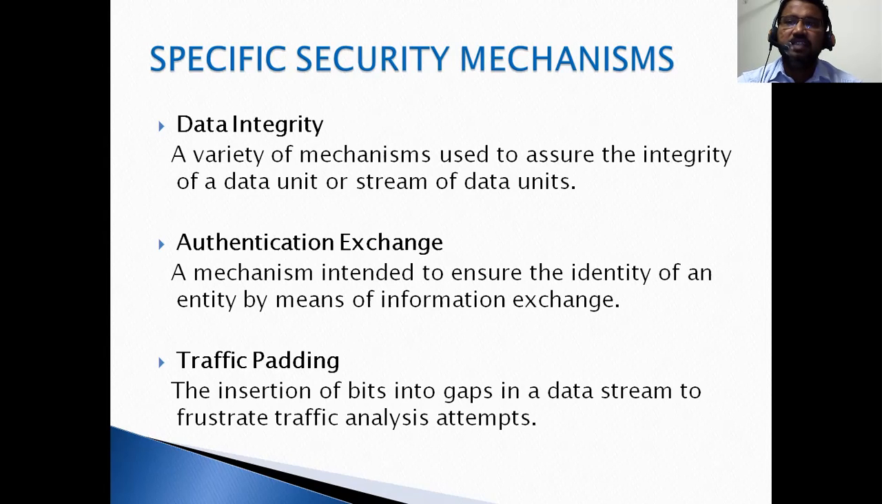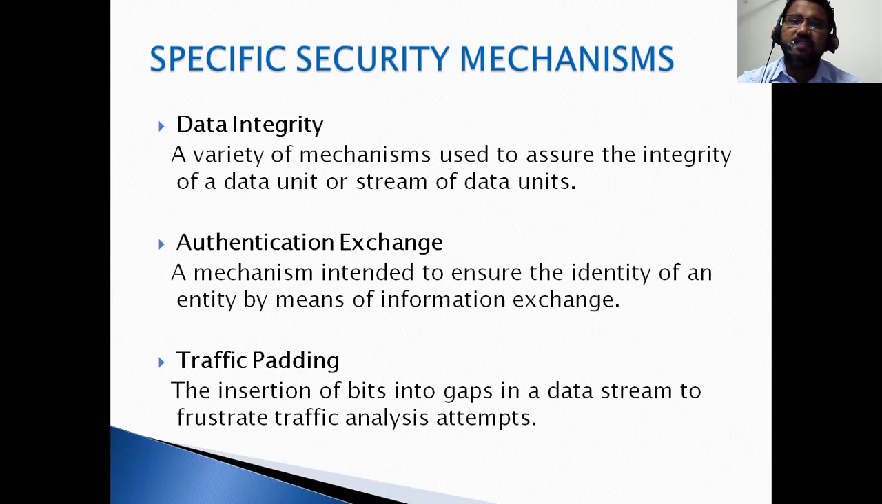The next one is the authentication exchange mechanism. In the authentication exchange mechanism, we identify the message, or identify the users who are going to send the message or who are going to receive the message.